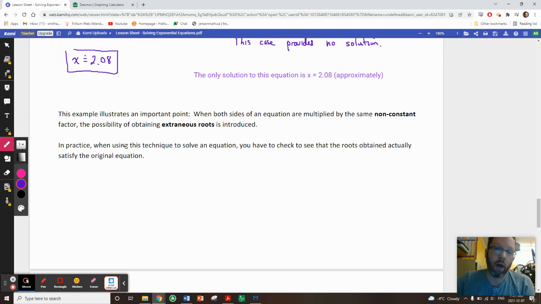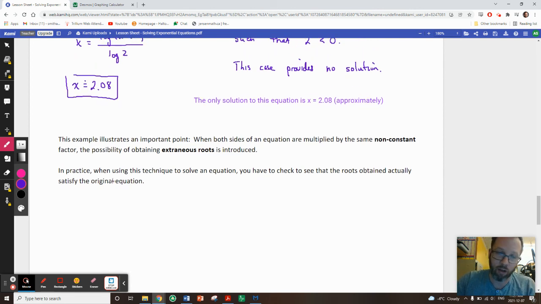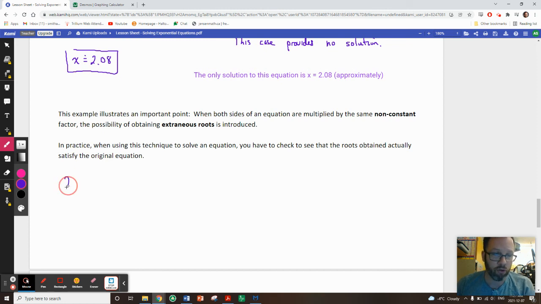So here we only got one. So 2.08, you can check in the original equation. You can do 2 to the power of 2.08 minus 2 to the power of negative 2.08. You can give this a try yourself, and you can see, accounting for rounding, it gives you 4.